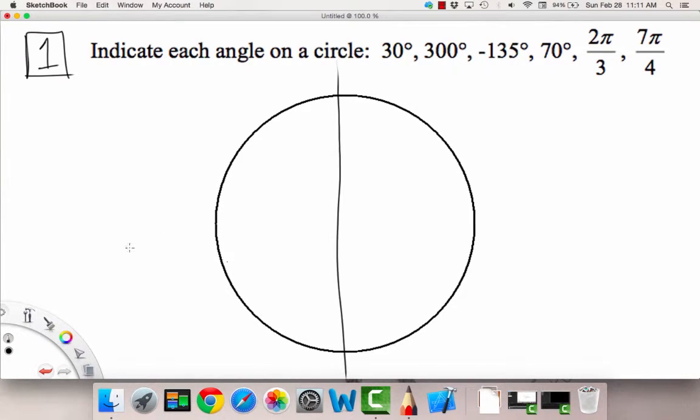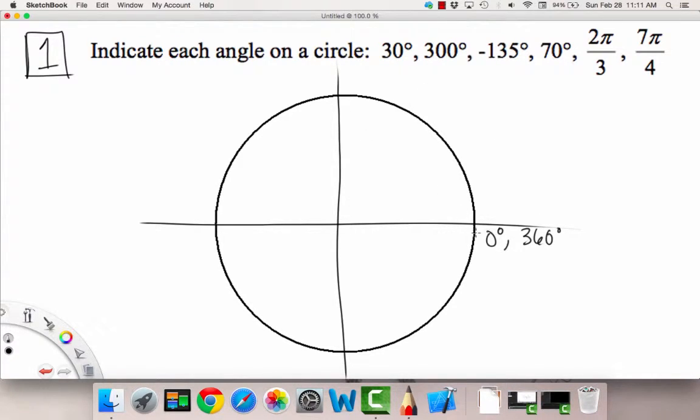Let me draw our quadrants there. Okay, let me draw a more horizontal line. There we go. So we have 30 degrees, 300 degrees, all of these things. The first thing we should do, without even looking at these, is label what we know. Just the main things, at least the quadrants, or the axes.